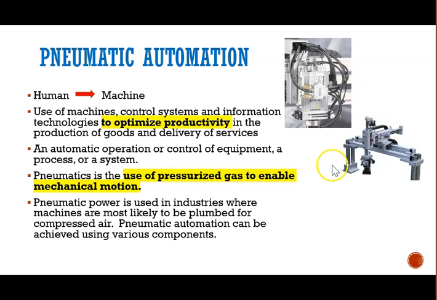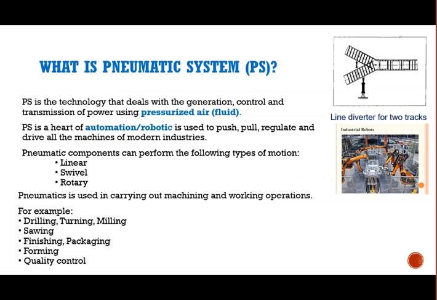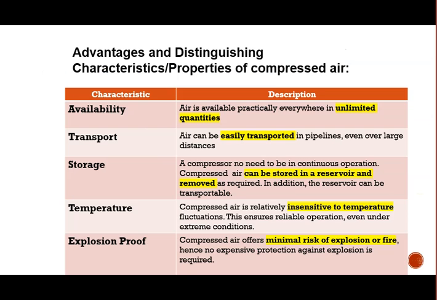So these are some of the pneumatic system. Okay. And what is pneumatic system? And we know that in manufacturing, industrial robots, okay, they are dealing with the pneumatic system and also the conveyor belt. And pneumatic components can perform lots of motion: linear, swivel, rotary, and these are the example of the pneumatic system applied in the industry.